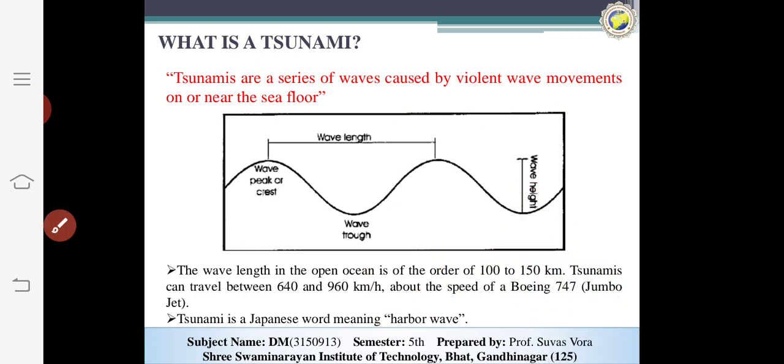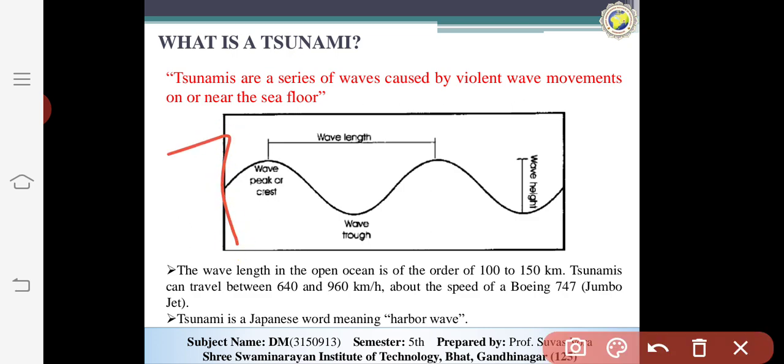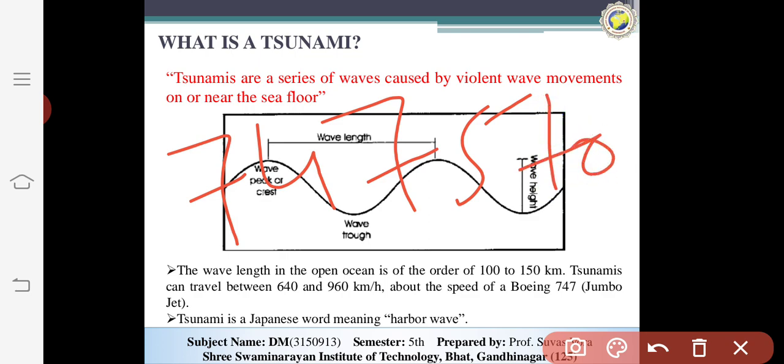It means the tsunami will travel at 640 kilometers to 960 kilometers per hour, and the speed of the tsunami is like a 747, and this is called the jumbo jet tsunami. The wave period is approximately 5 to 90 minutes.